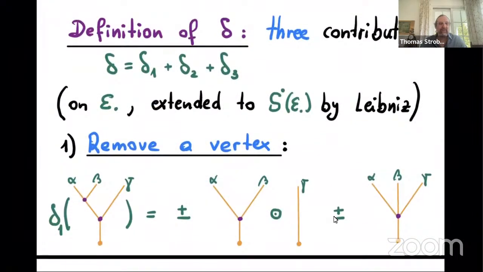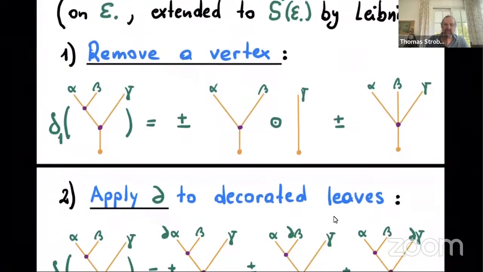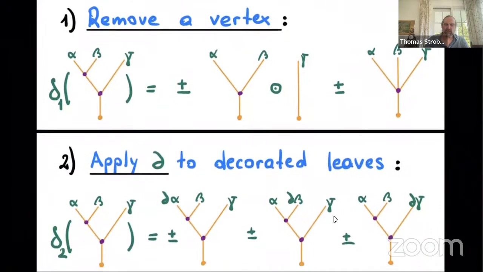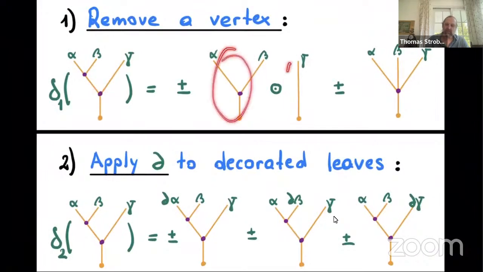And now about the definition of the boundary map delta, it has three contributions: delta one, delta two, delta three. Then it's extended by the Leibniz rule to S dot, so I just need to define it on epsilon, and I do it by means of an example. The first two parts are kind of universal. The first one is you remove one vertex. If I remove, for example, this vertex, one tree turns into two trees. So this vertex disappears, and that's also why it has degree minus one as a map.